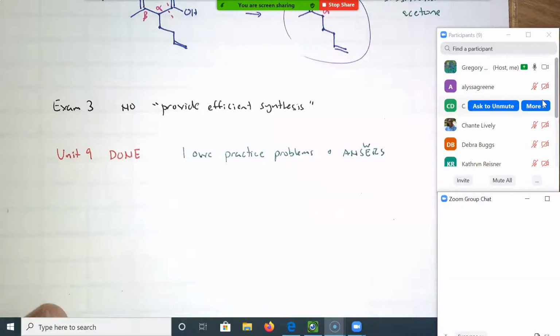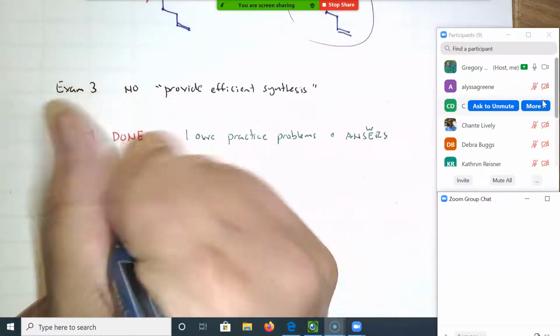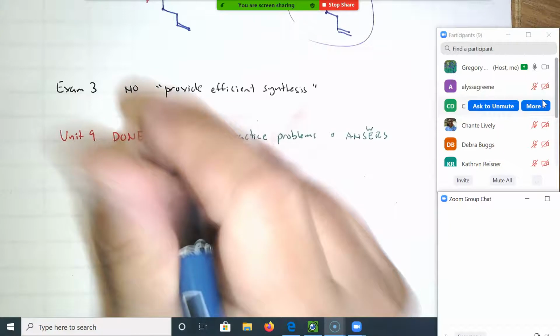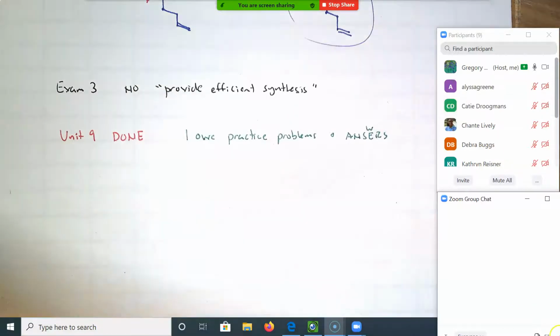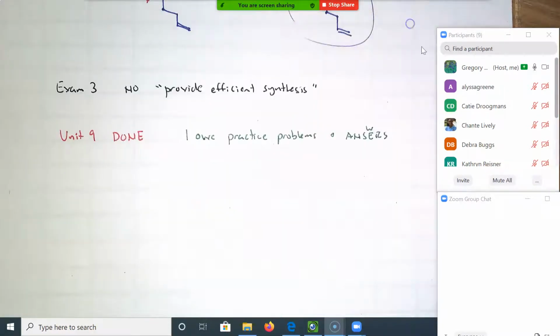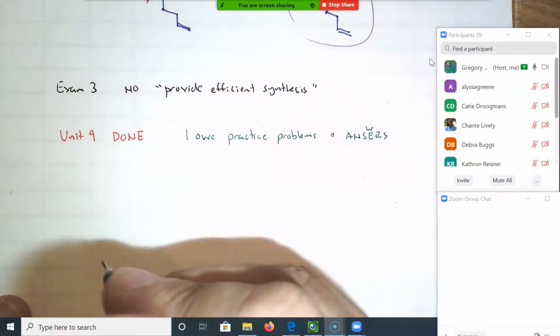For instance, in this product, let me think of a. Actually, let me look up a problem real quick. While I do that, actually, do this for me.